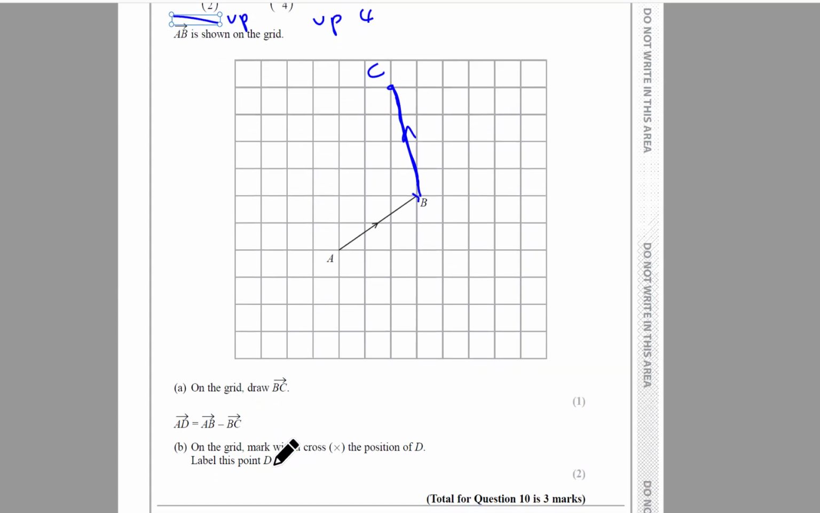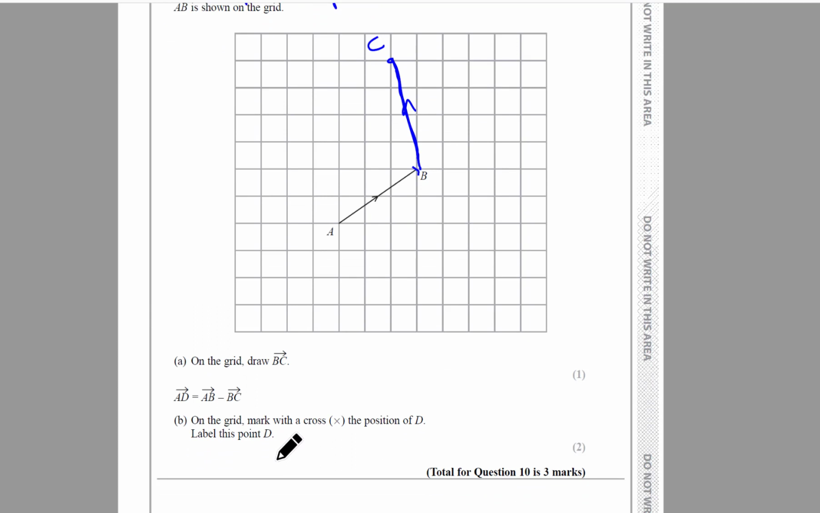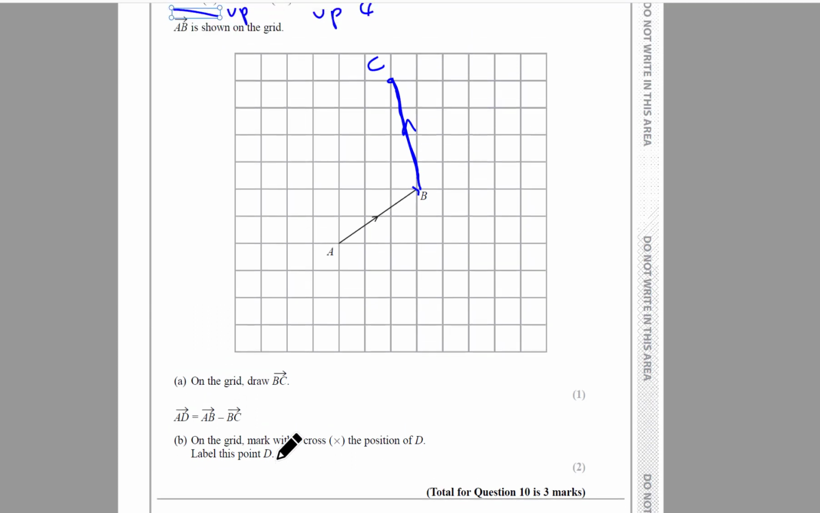Now it says AD equals AB minus BC. On the grid with a cross, cross the position of D. Label this point D.